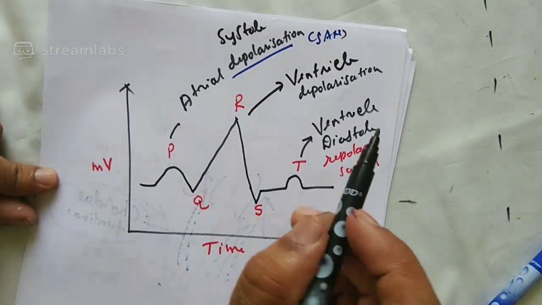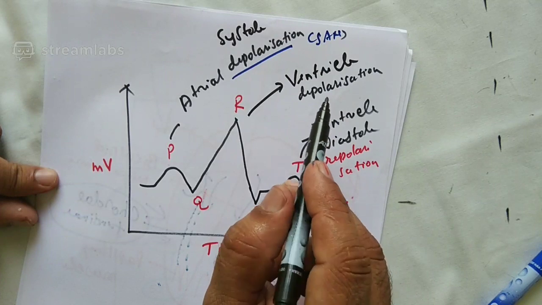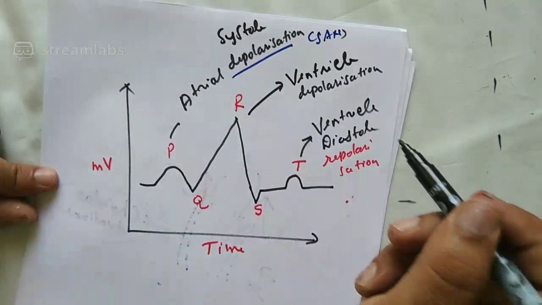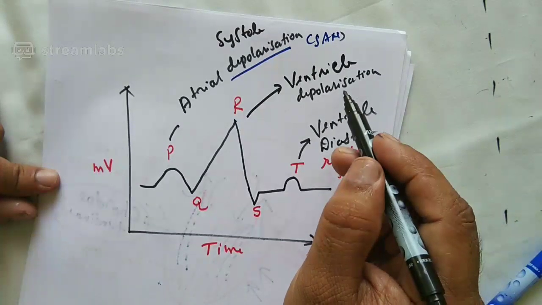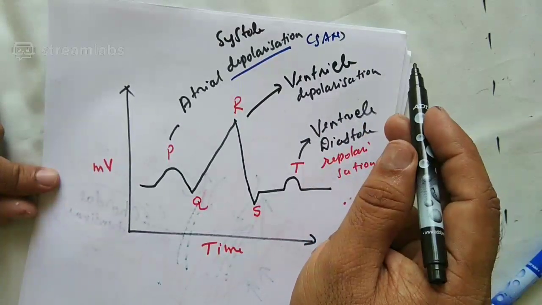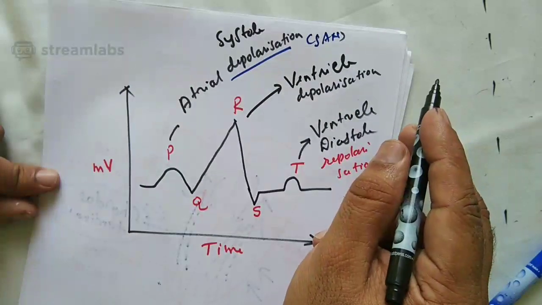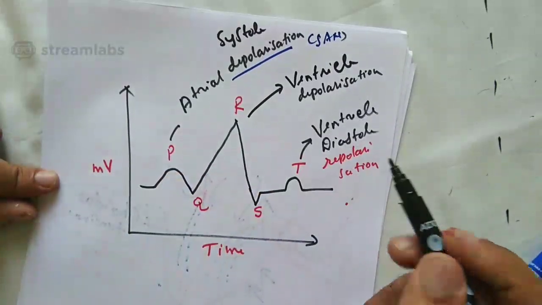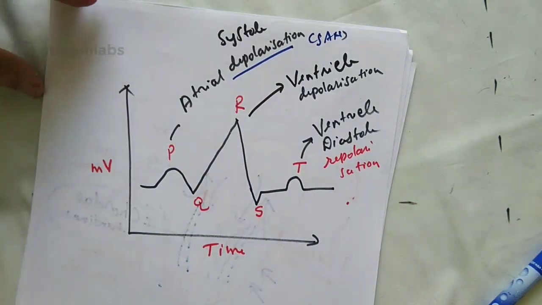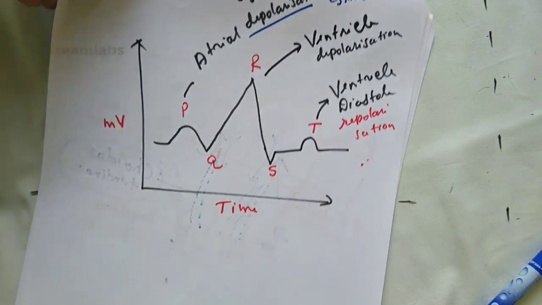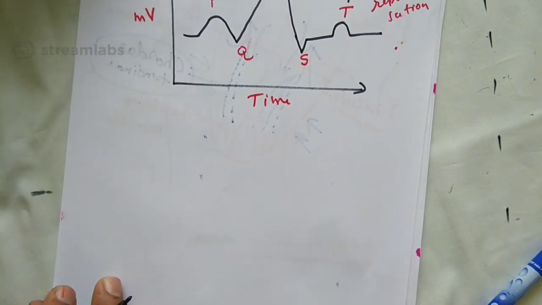Because the atrial repolarization occurs when ventricular depolarization occurs. Since ventricular depolarization is more and more intense, atrial repolarization gets masked. So we are unable to show the atrial repolarization in the ECG graph. In 2019, a question had come regarding ECG, a little different way.